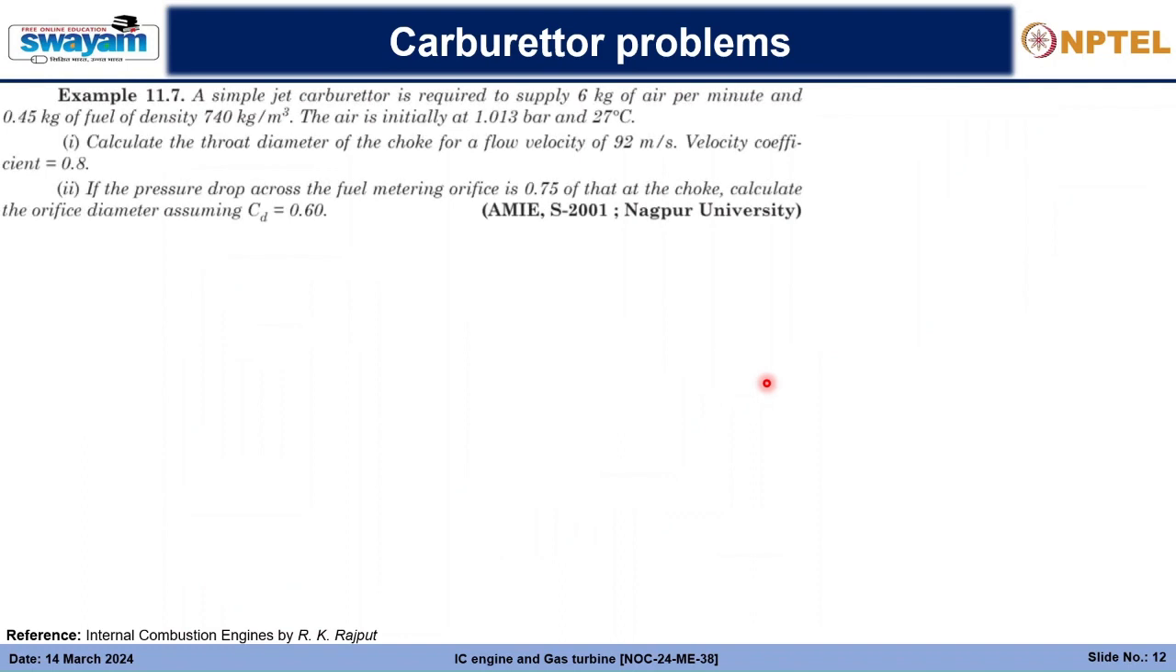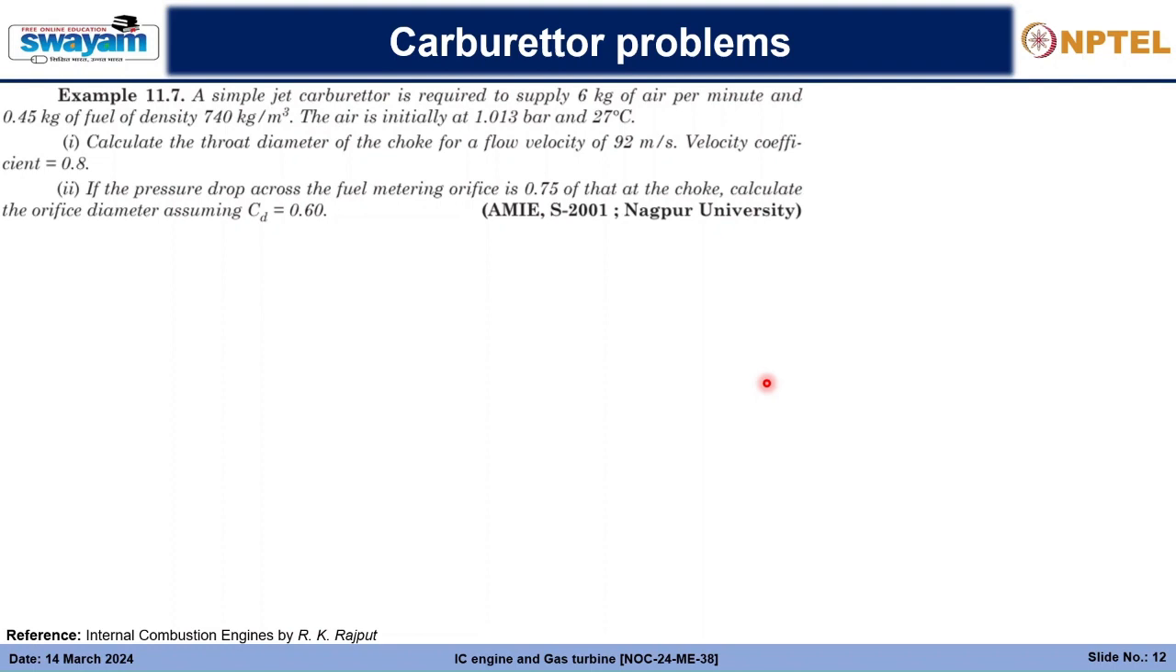Now let us move to the next question, which came in AMIE S 2001 from Nagpur University. The question says, a simple jet carburetor is required to supply 6 kg of air per minute and 0.45 kg of fuel of density 740 kg per meter cube. The air is initially at 1.013 bar and 27 degrees Celsius. Okay, so the temperature is given. Then calculate the throat diameter of the choke for a flow velocity of 92 meter per second.